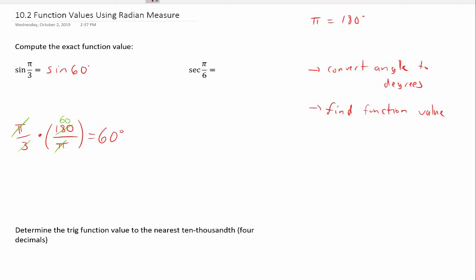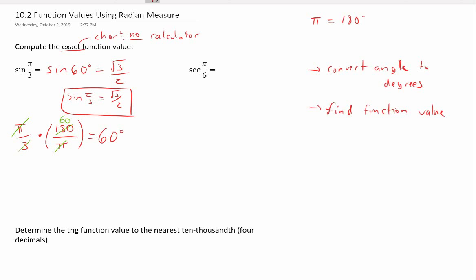of 60 degrees. And we know from our chart that the exact function value, without using a calculator, right? Chart, no calculator. Our exact function value for sine of 60 degrees, and you're all saying together, is the square root of 3 over 2. So we know then that the sine of pi over 3 is equal to the square root of 3 over 2. Piece of cake.